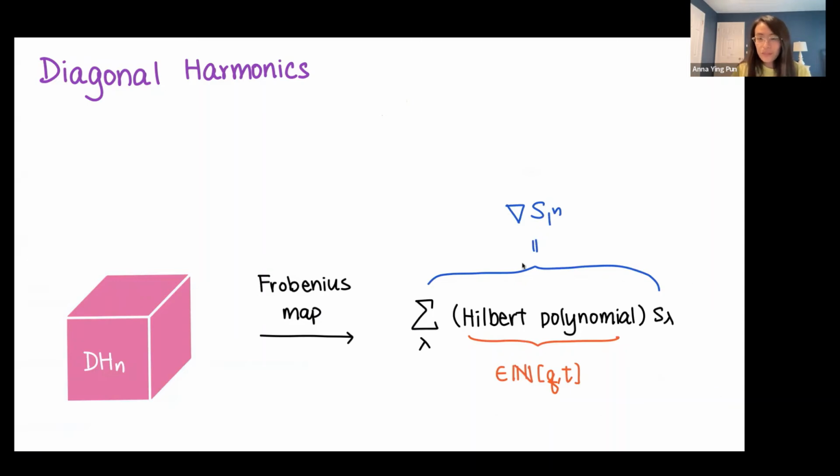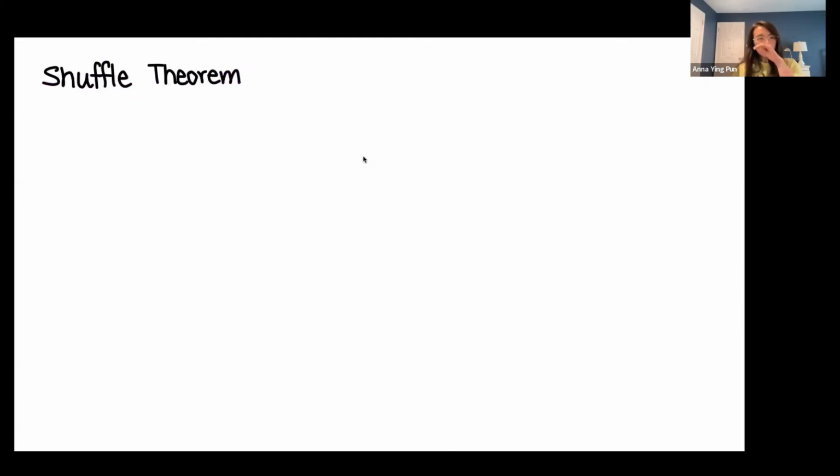So actually, this guy that we are looking at is Nabla of S1n. Isn't that cool? Because now suddenly the symmetric function Schur functions suddenly appear with the Nabla operator. So that gives us the symmetric function, right? So this is actually the shuffle theorem.